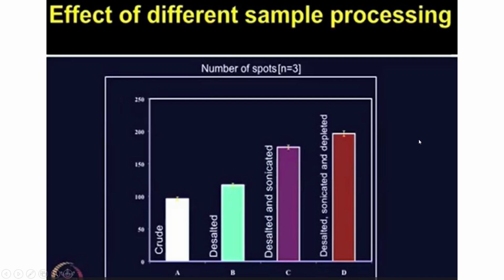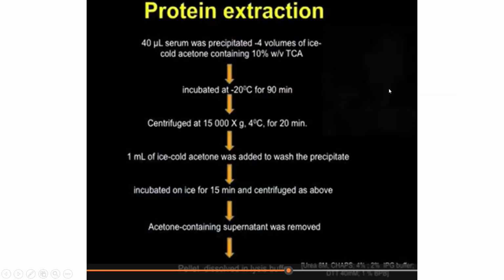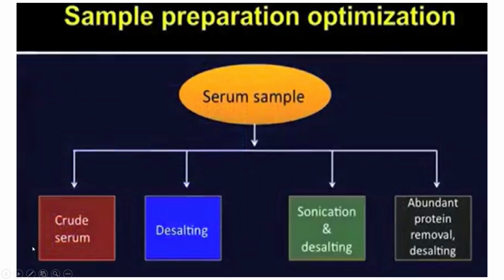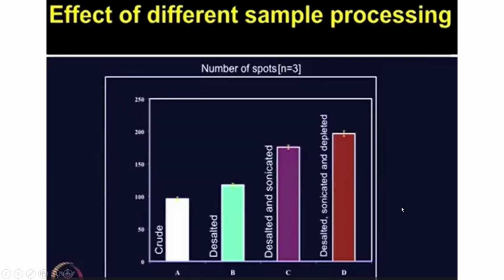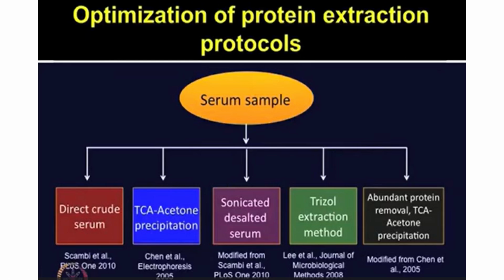So basically, this image is telling you the effect of different sample processing, indicating different extraction techniques. If you are loading this directly or using only one step, using both the steps, or using all the steps, and the pre-processing is accurate enough, then you will get more proteins, or more spots will be visualized on the gel. That's what this specific graph is talking about.